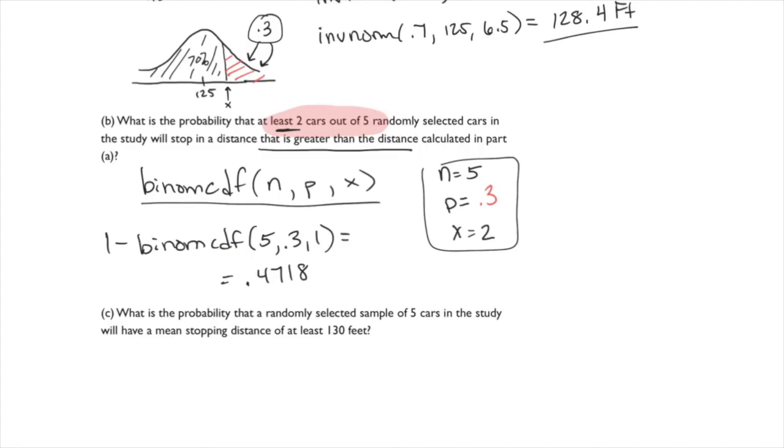Okay, next part. What is the probability that a randomly selected sample of 5 cars? Oh, okay, so we're changing something here. Last time up in number 1, it was just a single car. Now we're going to do 5 cars, and we're going to do normal CDF, right? This is going to be lower, your upper and your mean, and then the standard deviation. That's going to be important here.